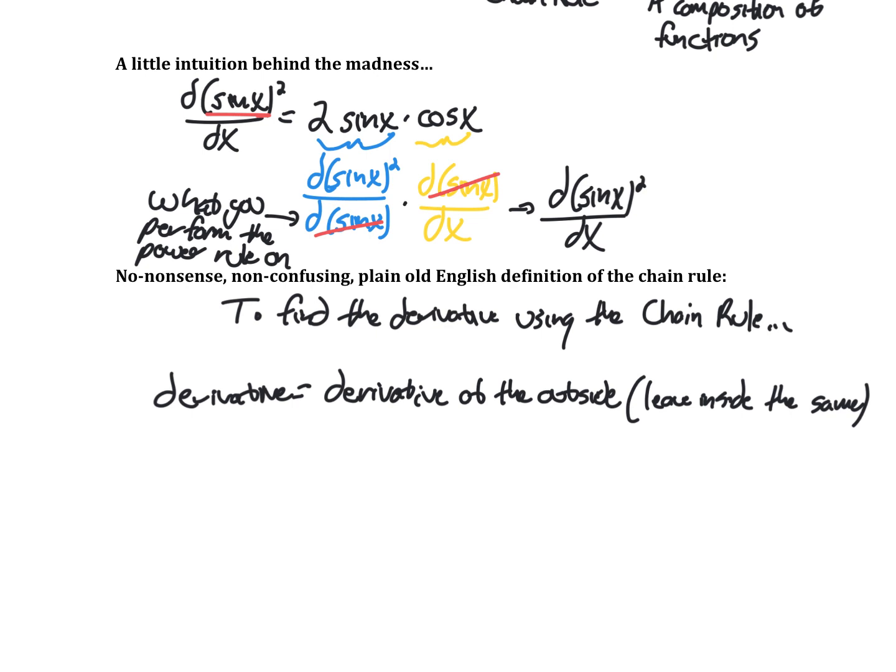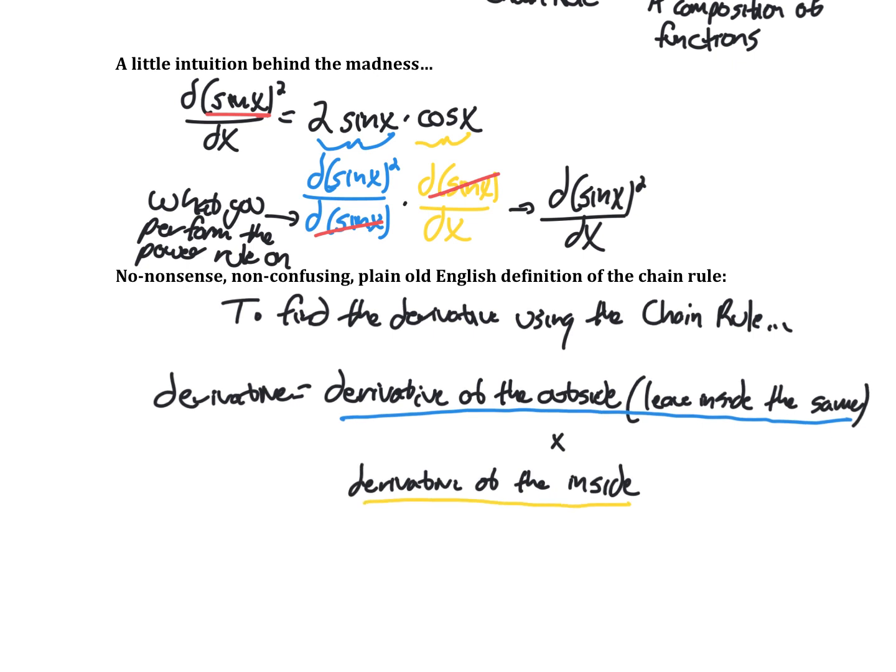So I left sine of x the same, times, okay, times the derivative of the inside. So that's the derivative of sine of x. That got me cosine of x. So that top piece is the blue above, and the bottom piece, the derivative of the inside, is the yellow piece from above. Okay? That is the chain rule.